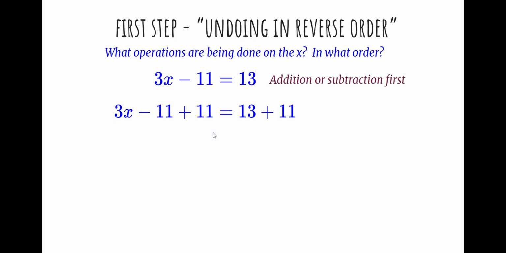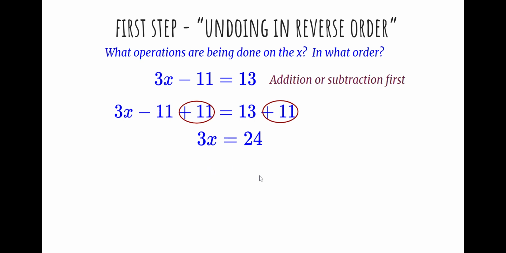So this is our first step, adding 11 on both sides before we do the division or multiplication part. And the reason for this, well, hopefully you can see that now we're going to cancel. We're going to make a zero pair with the -11 and the +11 on the left side. And what that will produce is 3x on the left side, 13 plus 11 is 24 on the right side.